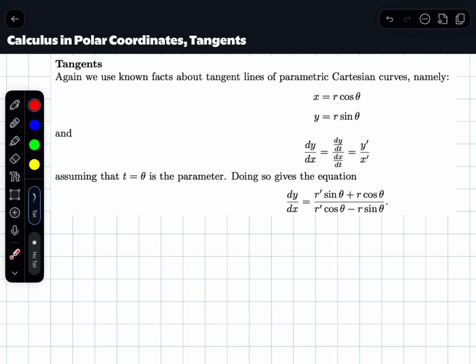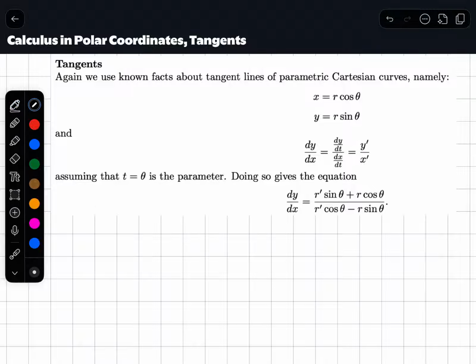All right, finally, tangent lines. When you have a polar curve and you want to find its tangent line, you have the same conundrum that you had with parametric curves in Cartesian or rectangular coordinates. The issue is finding the slope.